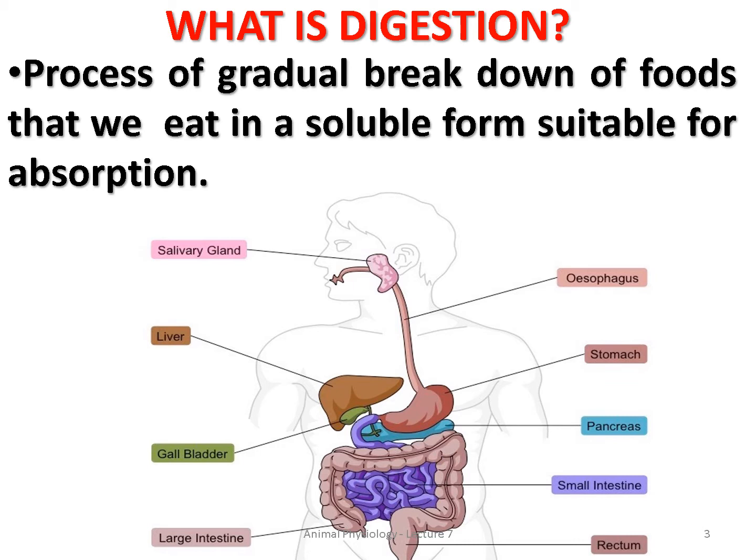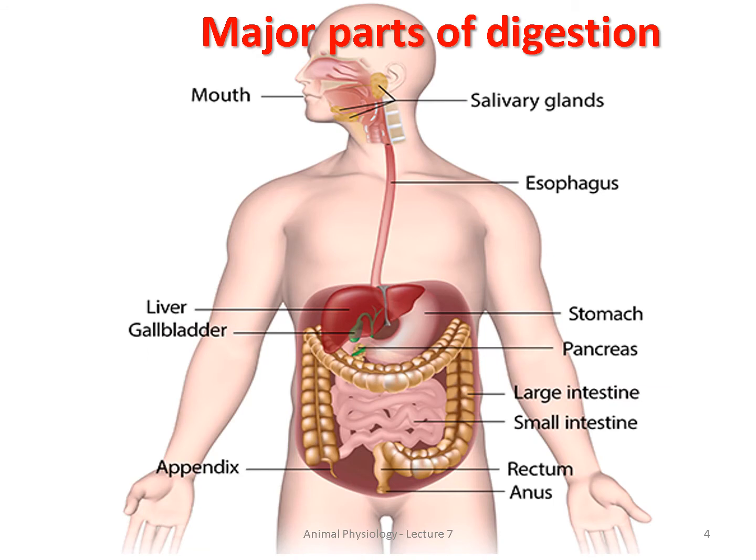We should know the definition first. See, this is the process of gradual breakdown of foods that we eat in a soluble form suitable for absorption. So, very simple definition, and this is a very simple process. It is the process of gradual breakdown of the food that we eat in a soluble form suitable for absorption. Okay. And see the major parts of digestion.